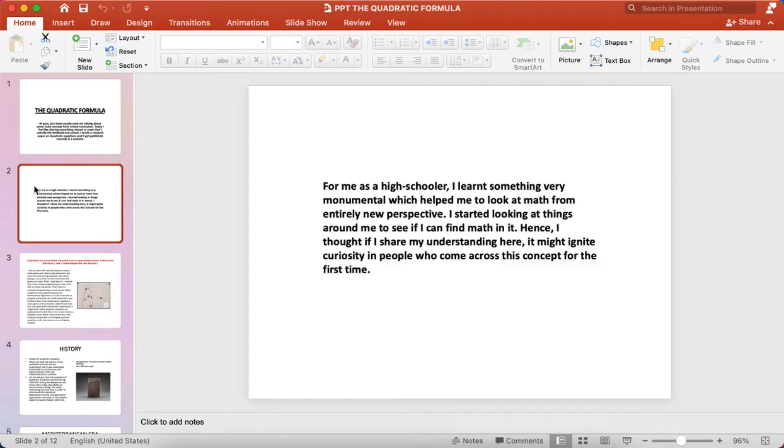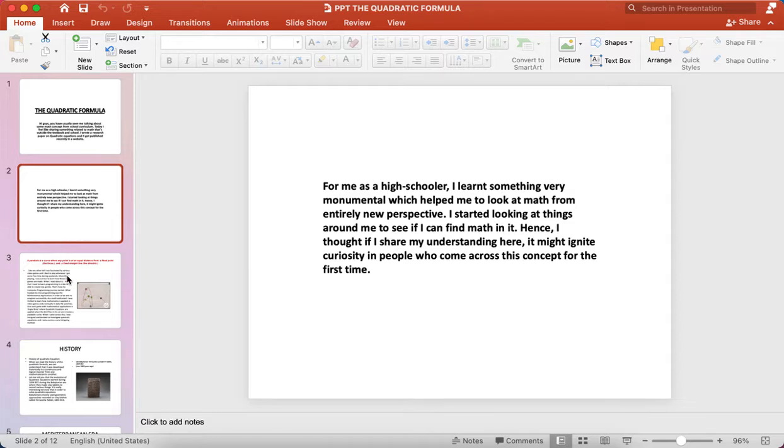For me as a high schooler, I learned something very monumental which helped me to look at math from an entirely new perspective. I started looking at things around me to see if I can find math in it. Hence, I thought if I share my understanding here, it might ignite curiosity in people who come across this concept for the first time.